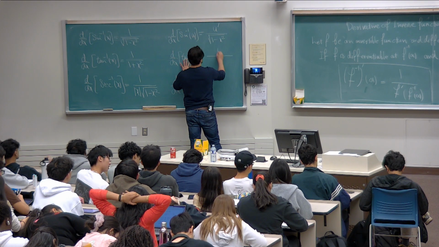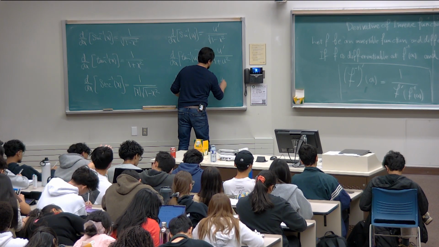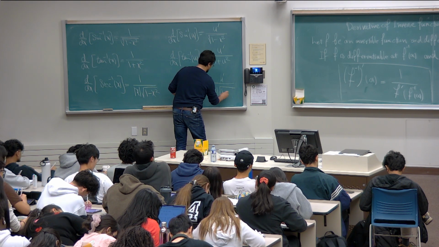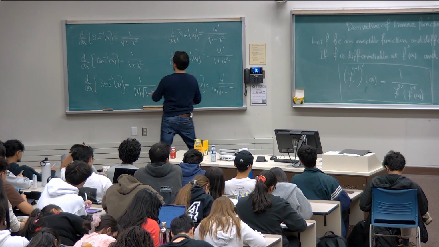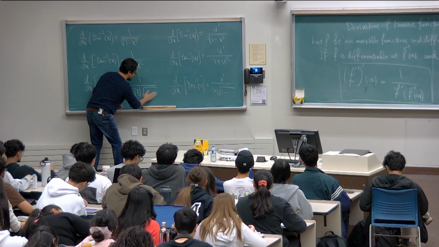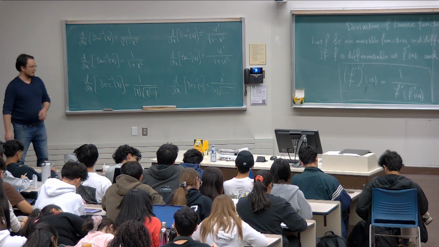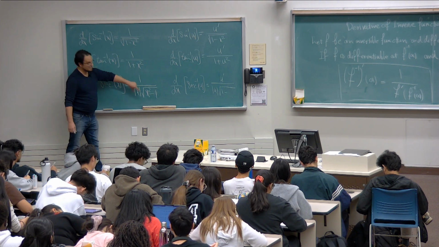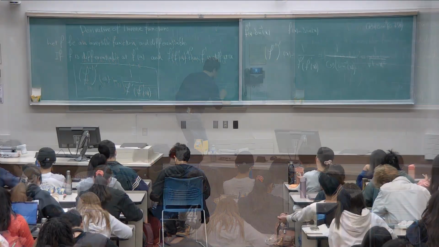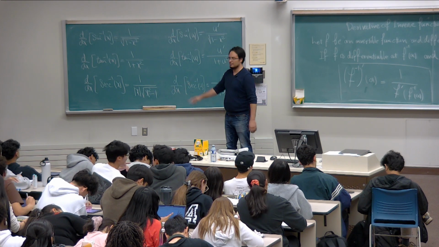For tan inverse, I get u prime over 1 plus u squared. For secant inverse, you get u prime over absolute value of u times root of u squared. Wait, I made a mistake here, sorry. This must be, change this, please. That's x squared minus 1. I got so obsessed with absolute value, I forgot to put the right thing there. This is u squared minus 1. Sorry. Yes, please fix that.